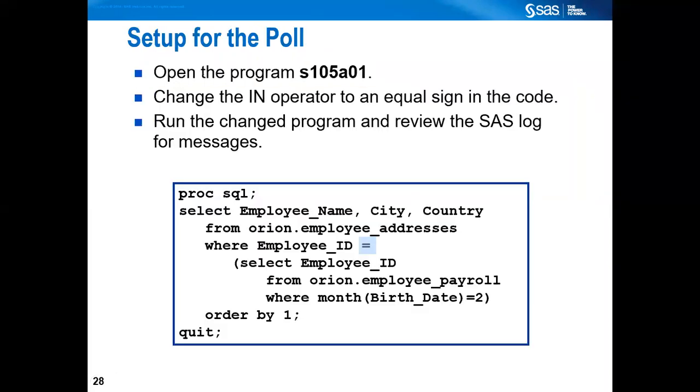Okay, so open this activity, change the in operator to an equal to sign in the code, run the changed program, and review your log for the message. Activity A01 for lesson 5.